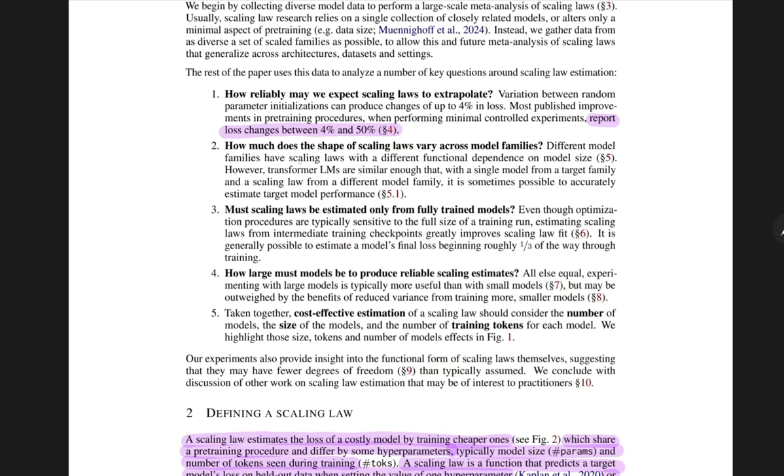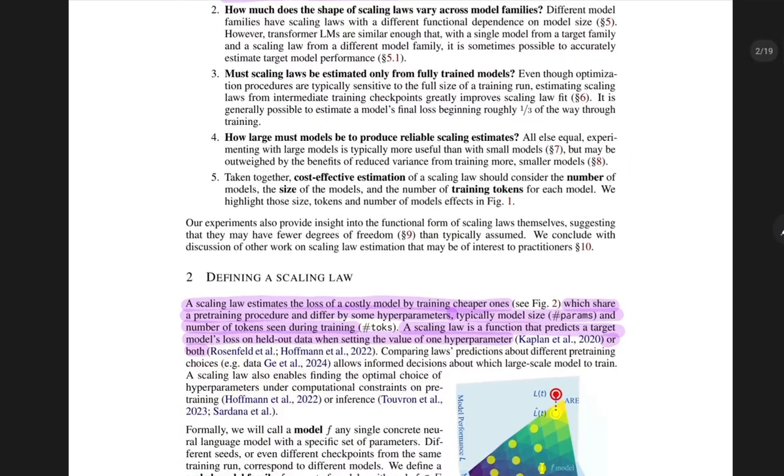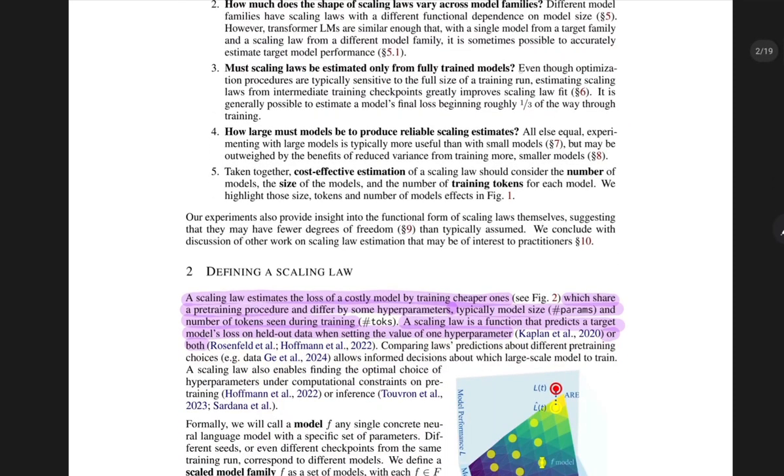Similarly, how much does the shape of the scaling law vary across model families? They are saying it also depends, because transformer language models are similar enough that a single model from a target family and the scaling law from a maybe different model family can still make it possible to accurately estimate target model performance, right? Now, must scaling laws be estimated only from fully trained models? They will talk about the same in the upcoming part of the paper. How large must models be to produce reliable scaling estimates? They say all else equal, experimenting with large models is typically more useful than with smaller ones, right? And the last point, taken together, cost-effective estimation of a scaling law should consider the number of models, the size of models, and the number of training tokens, right?